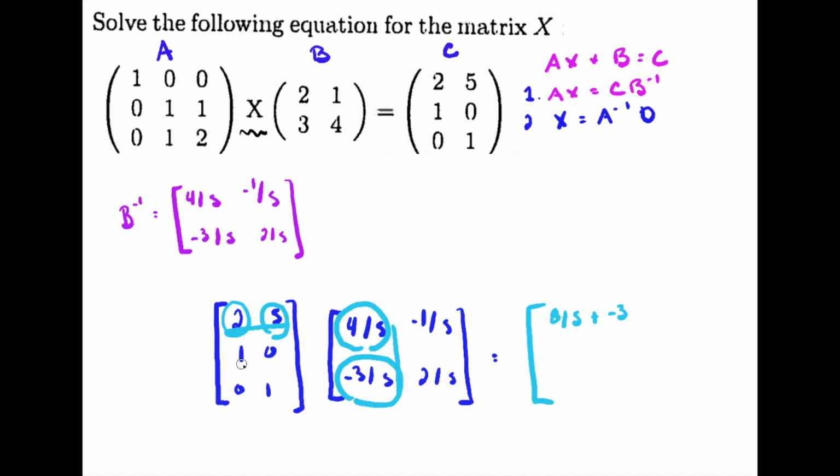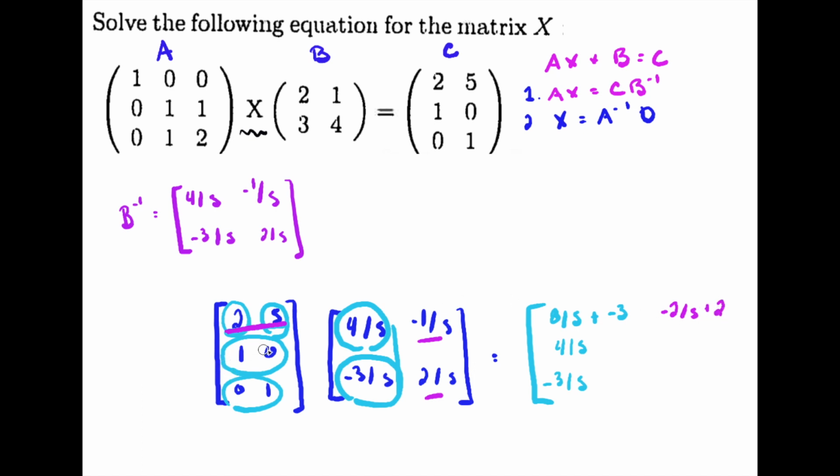And now we move on. So second row, first column, so 1 times 4 out of 5 plus 0 times negative 3 out of 5 is just 4 out of 5. And for the last one, we have 0 times 4 out of 5 plus 1 times negative 3 out of 5, which is negative 3 out of 5. So for the second column, we're going to do these two numbers and these two numbers. 2 times negative 1 out of 5 is negative 2 out of 5 plus 5 times 2 out of 5, which is 10 out of 5, and 10 out of 5 is 2, so plus 2.